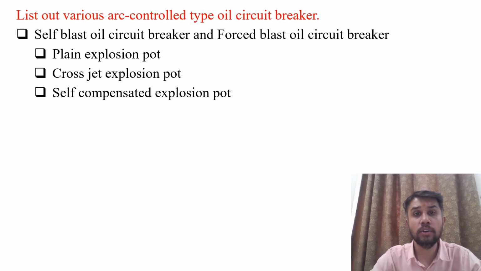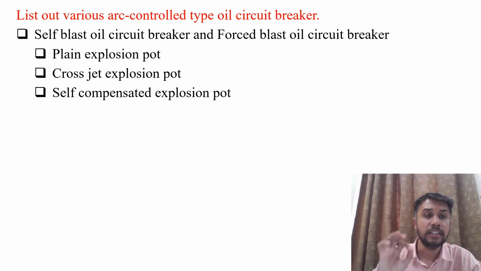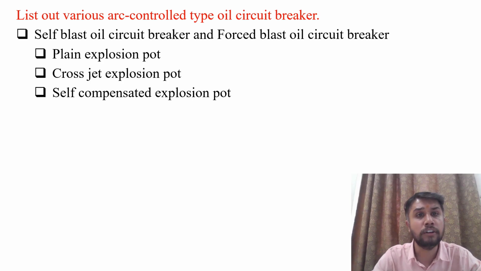Various arc control type oil circuit breakers. So there are mainly two types of arc control type oil circuit breaker. One is self blast oil circuit breaker and another one is the forced blast oil circuit breaker. In this there are three types. One is plain explosion pot, second is cross jet explosion pot, and third is self compensated explosion pot. So these are types of arc control type oil circuit breaker.